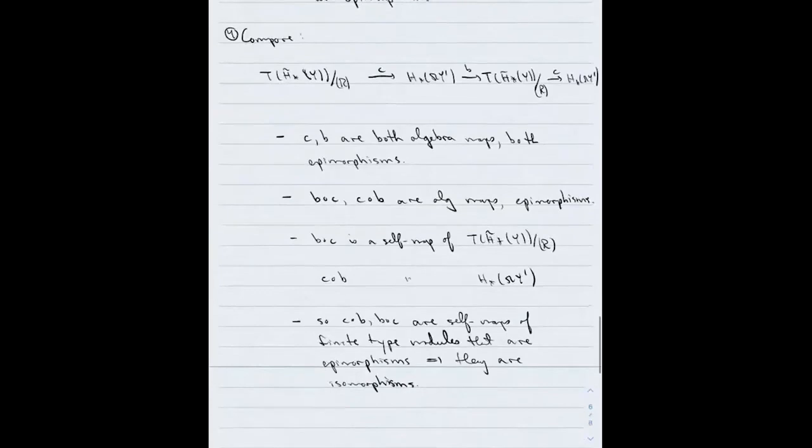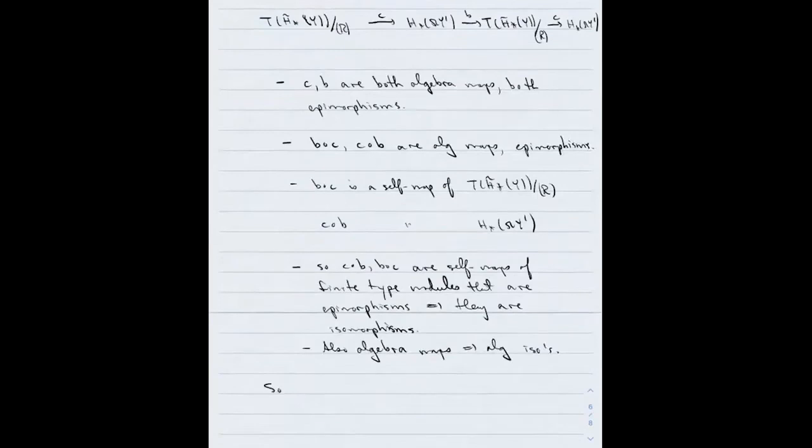This is module isomorphism, right? But they're also algebra maps. So they're algebra isomorphisms. Right? In particular, we end up with the homology of loop Y prime being isomorphic as an algebra to this tensor algebra on the reduced homology of Y, quotiented out by this ideal.